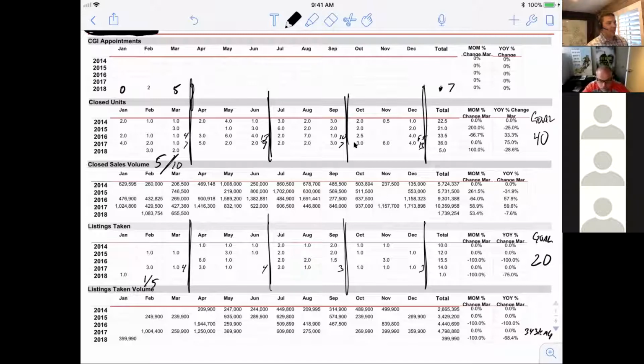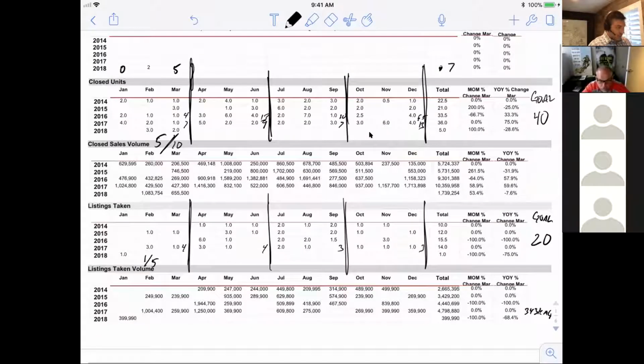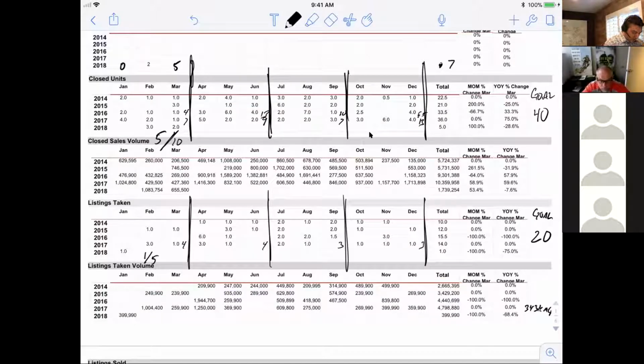So let's look at this agent. So this is a single agent out of one of our offices. And you can see here that in the past on these closed units, we're going to focus on closed units here for a minute. We can see that over the past several years, she's continually increased her business. In 2014, she did 22.5, 21, 33.5, 36, and her goal for 2018 is 40 transactions. So a little bit increase in her goal.